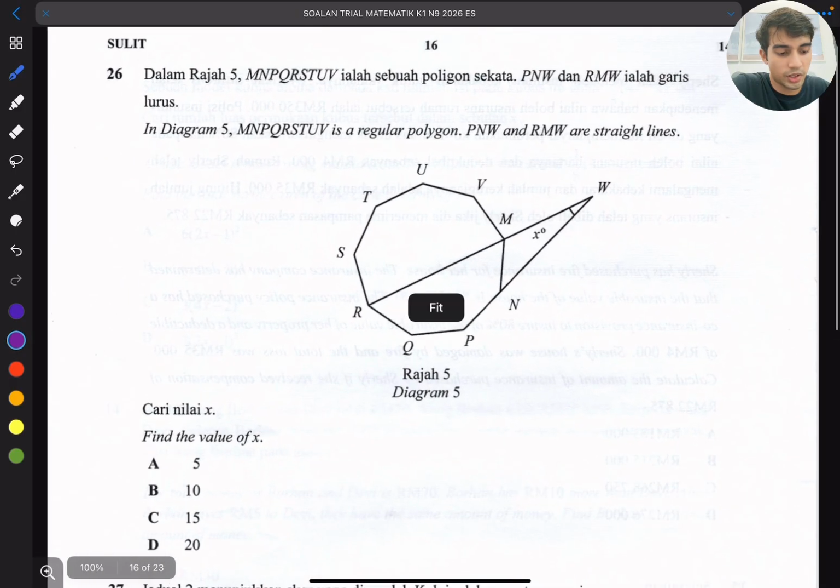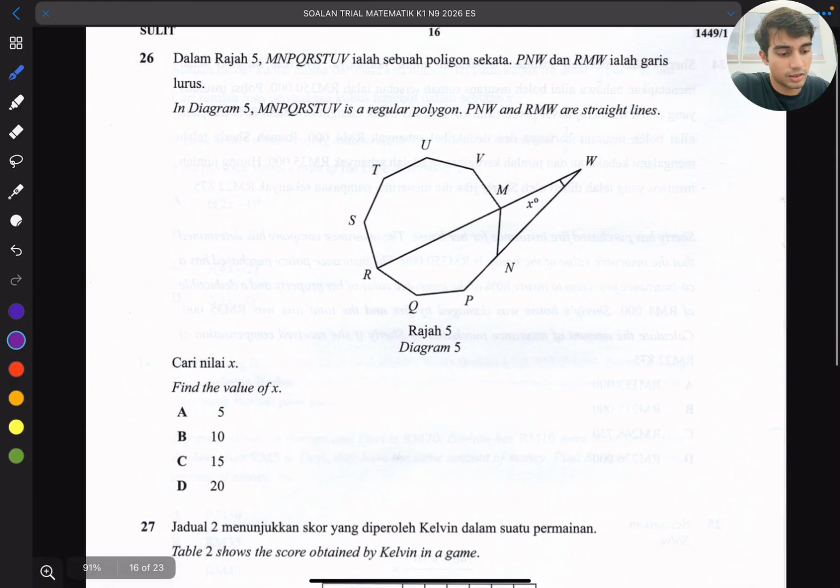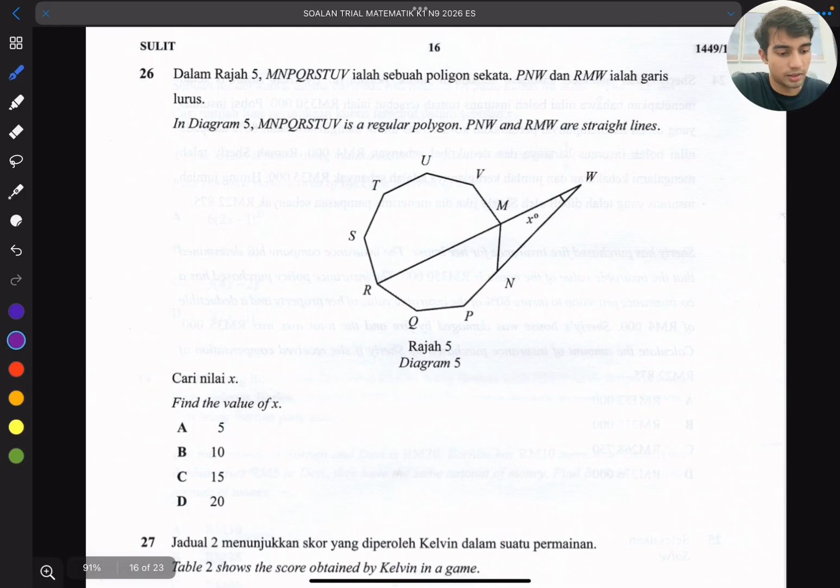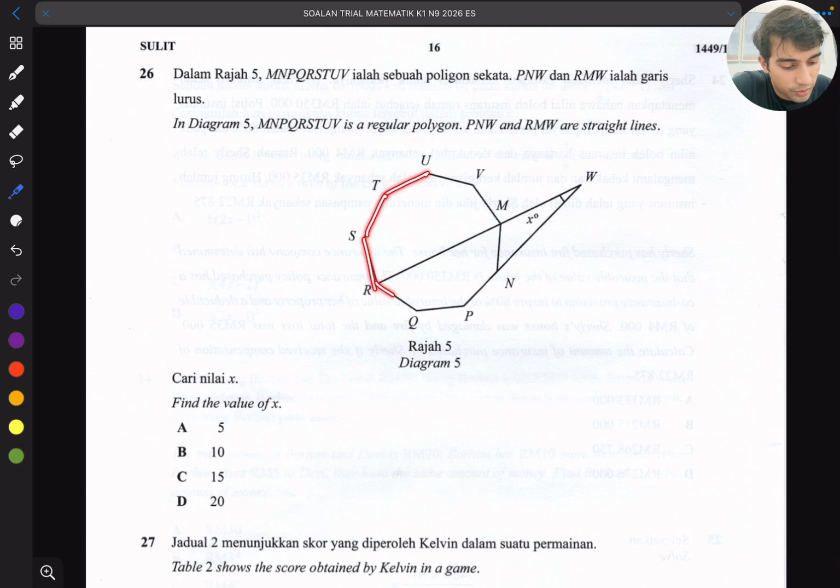Alright, question 26. Oh, this was also a popular question. A lot of students came and asked me. So this is a regular polygon. We have 1, 2, 3, 4, 5, 6, 7, 8, 9. This is a nonagon. It has 9 sides. P and W, RMW straight lines, find the value of x.